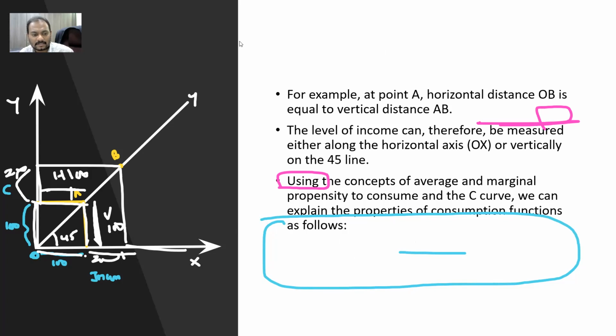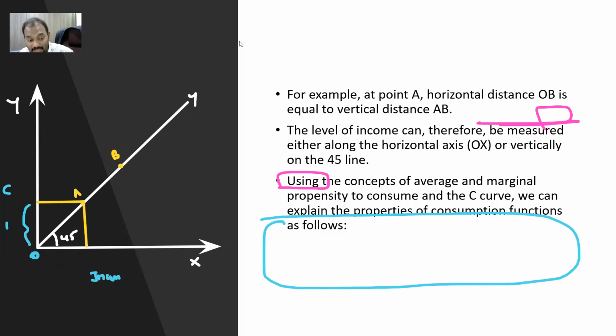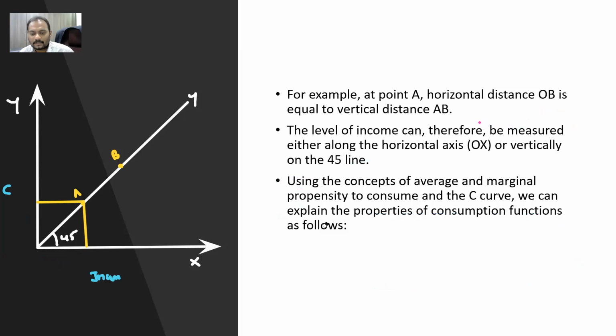Let me erase certain parts here so that things will be easier for you. I'm explaining once again. Kindly concentrate. I'm trying to put it in the simplest words possible. For example, watch the example. Can you see point A? Yes, sir. At point A, the horizontal distance OB is equivalent to the vertical distance AB.